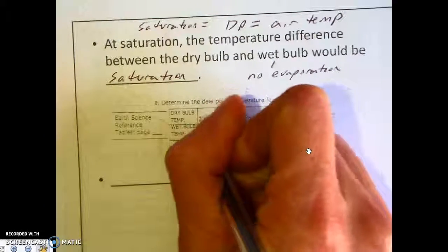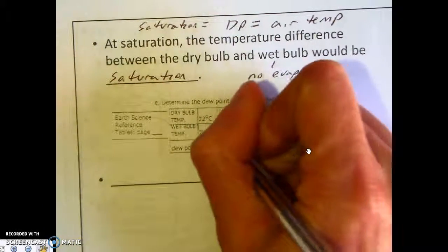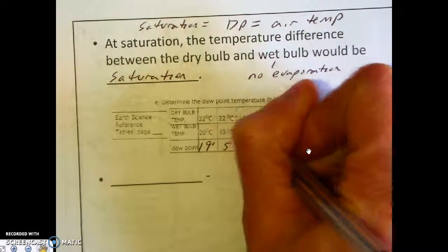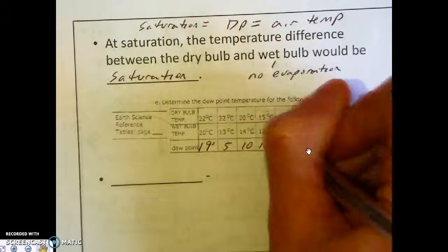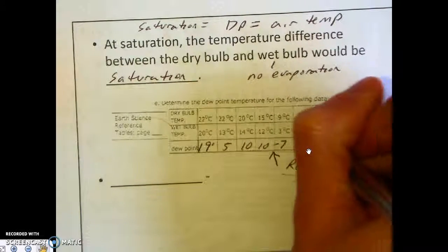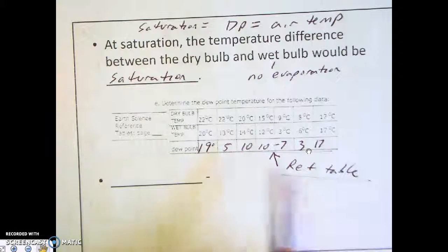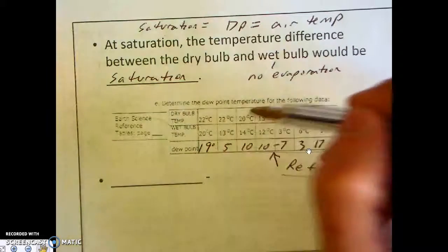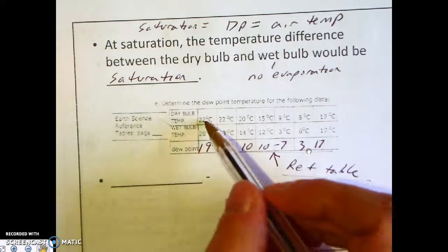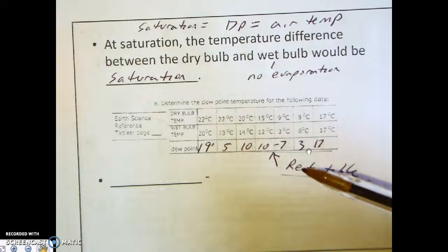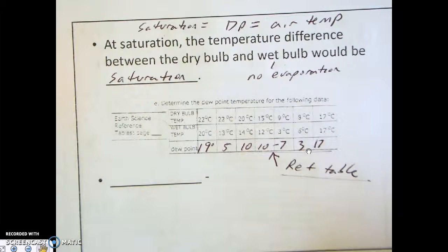So here we have 19 degrees, 5, 10, another 10, -7, 3, and 17. Now again, these are not measurements of air temperature, they're measurements of humidity. And the closer the dew point temperature is to the air temperature, the more humid the air is. And the further away the dew point temperature is from the air temperature, the drier the air is.